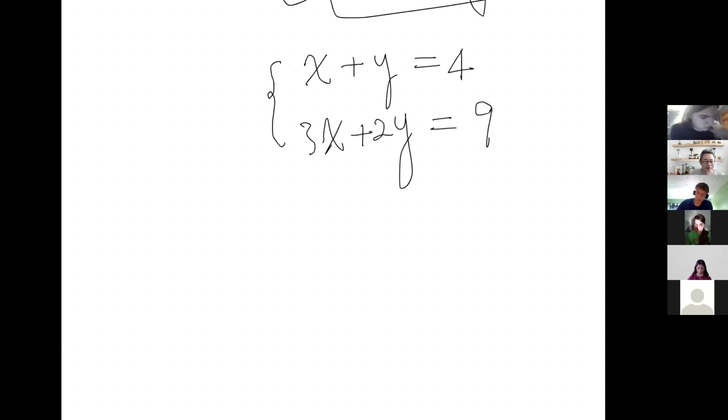And he knows the strategy. We want to get rid of one variable. Which one is up to you. Should we get rid of x? Should we get rid of y? That's up to you.